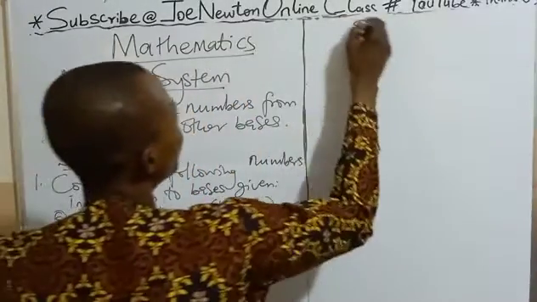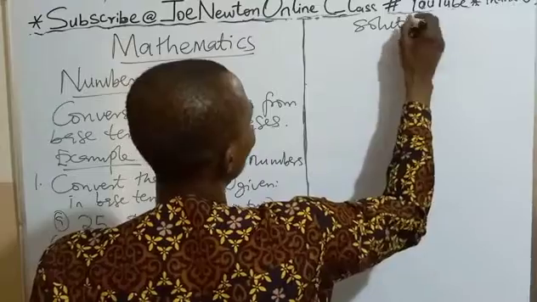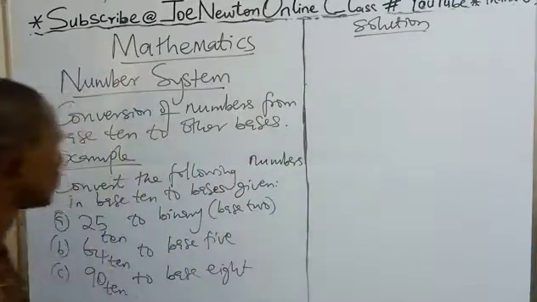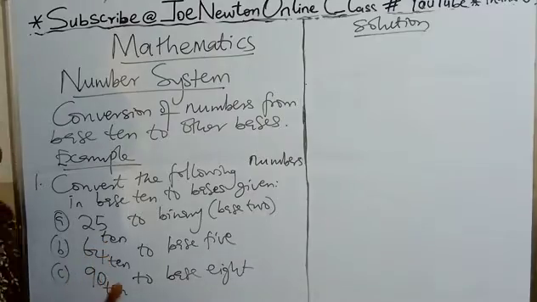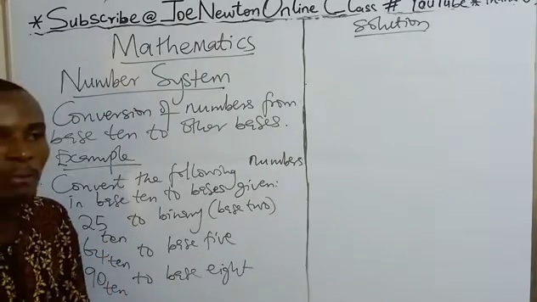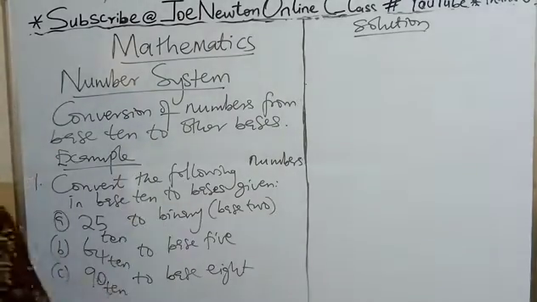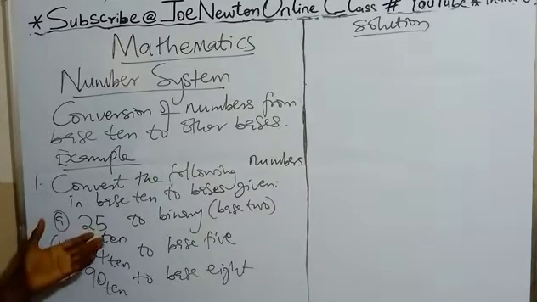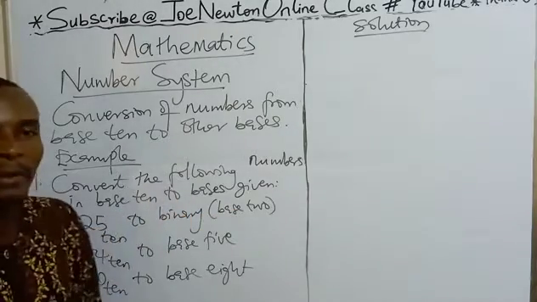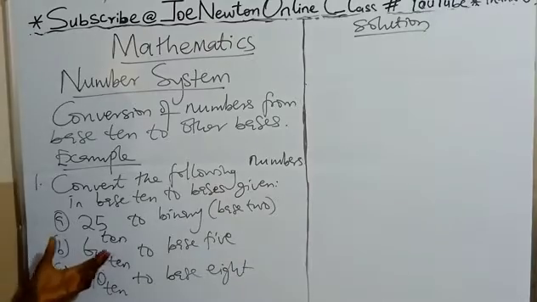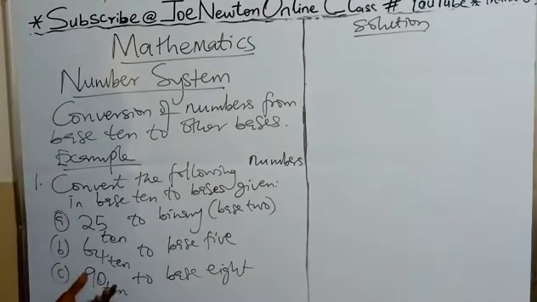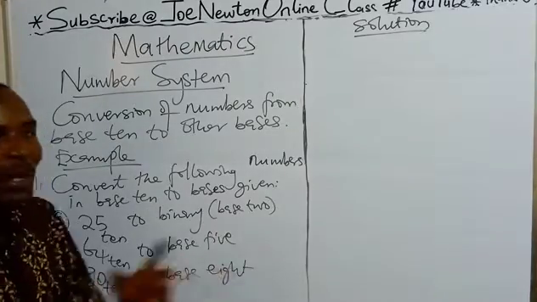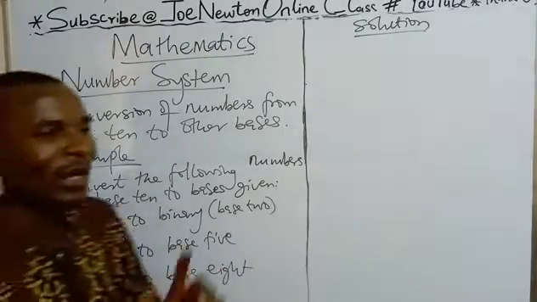Now, the solution to this particular example. We want to see how to convert these numbers counting in base 10, the usual natural numbers we write, to other bases of counting. The first question demands us to convert to base 2, that's binary. The second demands us to convert 64 to base 5. Then the third asks us to convert this number to base 8. Now let's take them one after the other and see the rule.